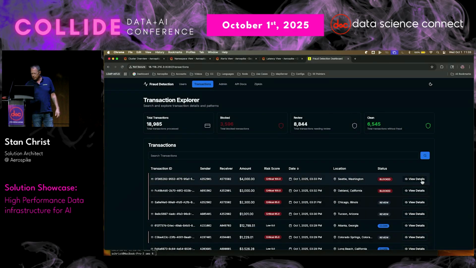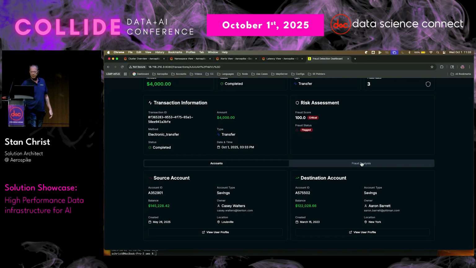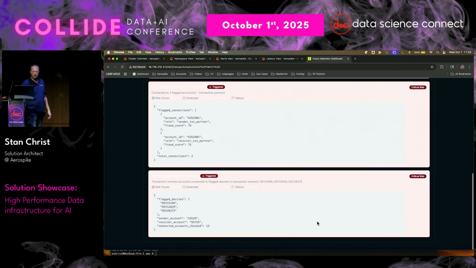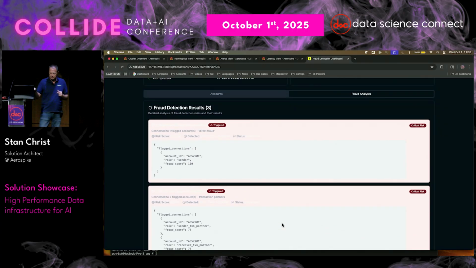It was critical as well. It was blocked. And I can take a look at that transactional information and see a little bit more about them. Again, we triggered several different events on this particular group on that particular transaction set.